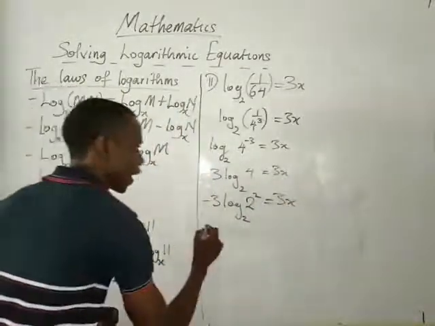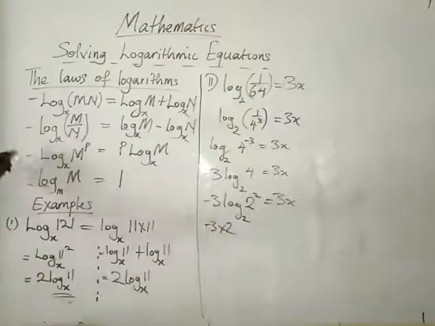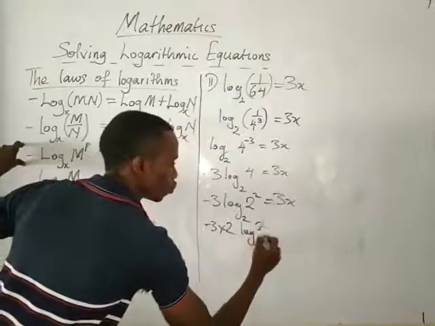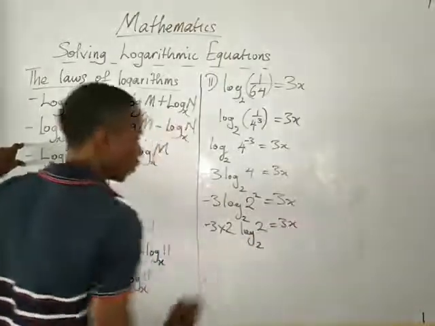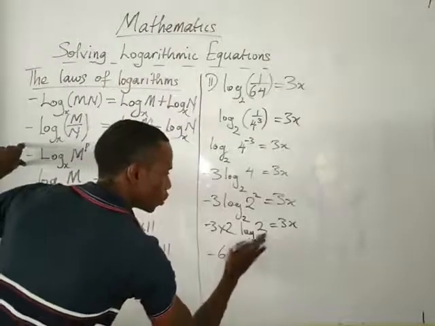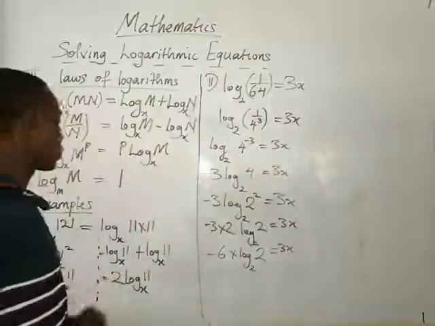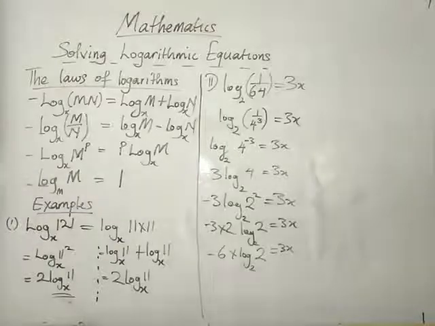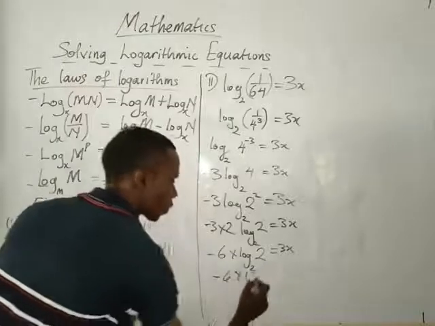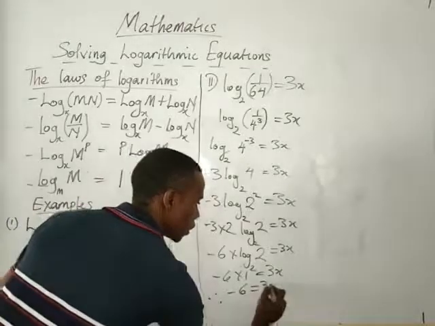Then from this place, I have minus 3 times 2. The power 2 here is coming to the front, just as we follow the case of log 3, giving me log 2 to base 2 equals 3x. So from here, I have minus 6 times log 2 to base 2 equals 3x. And note, log 2 to base 2, when we have the same base, is 1. So we have minus 6 times 1 equals 3x. Therefore, minus 6 equals 3x.